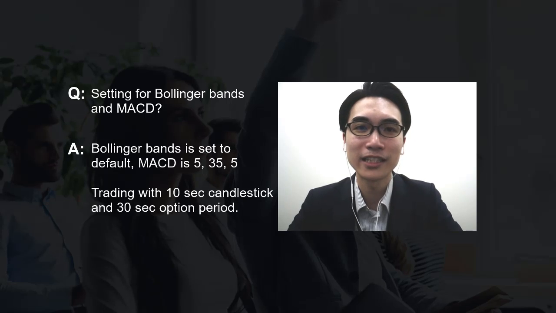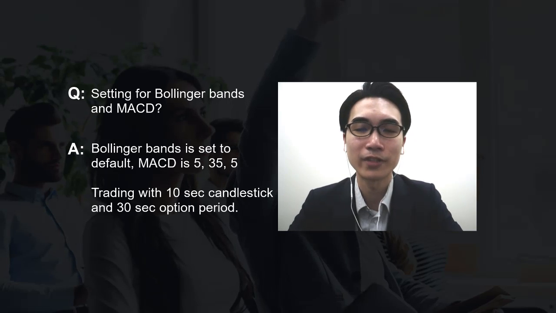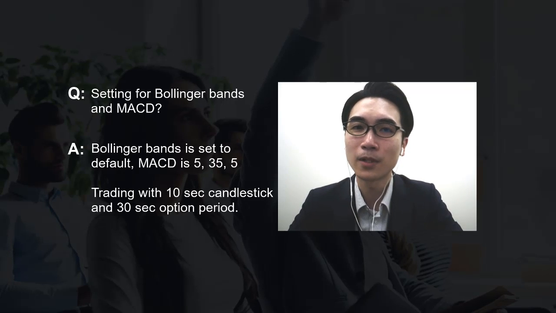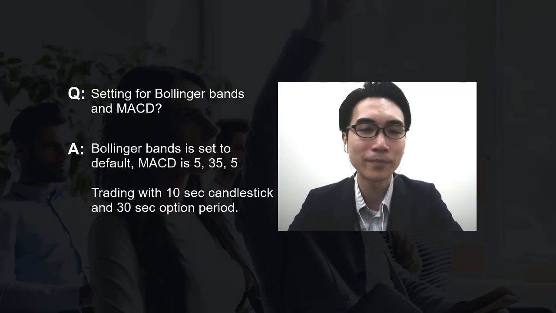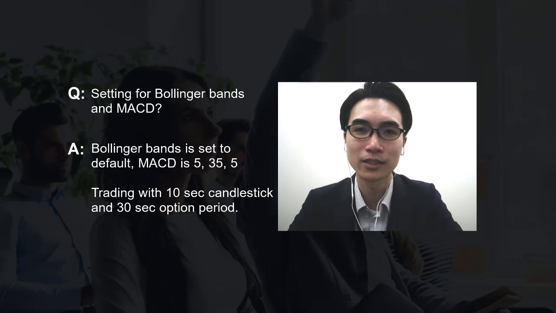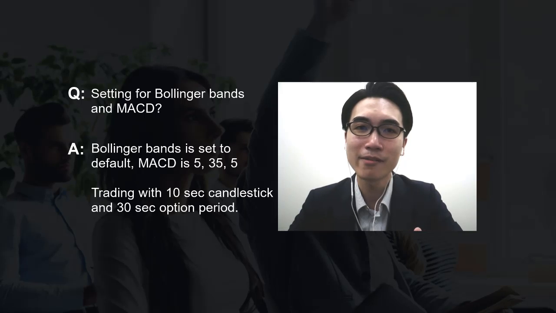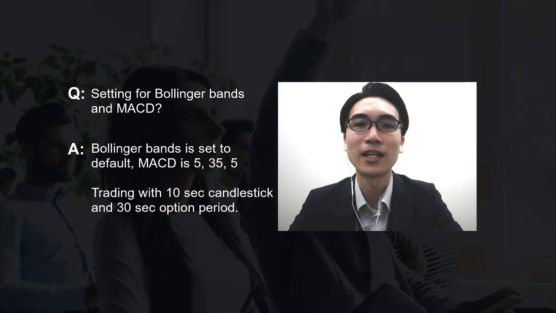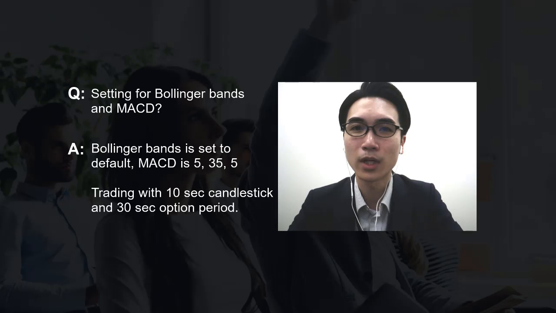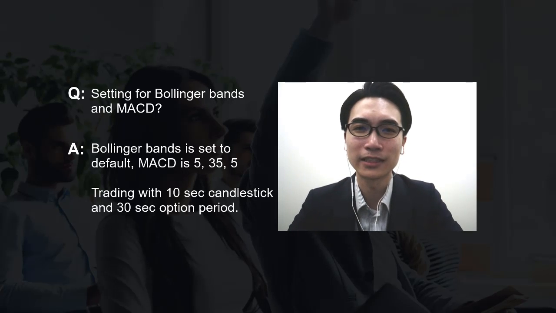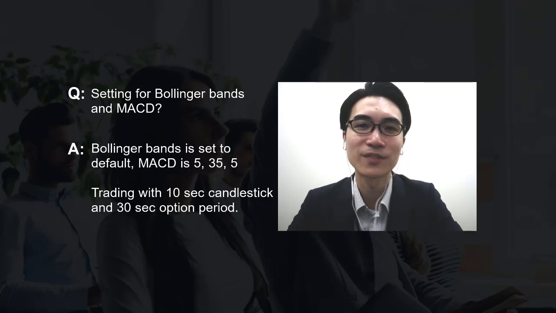If you would like to try the strategy, you can give it a try with the setting I gave you. Also, the option period and candlestick chart time frame I use is option period 30 seconds, candlestick chart 10 seconds. That's about it for the strategy. Give it a try and let me know if you are making profit with the strategy.